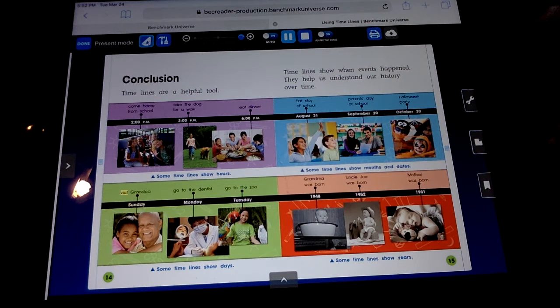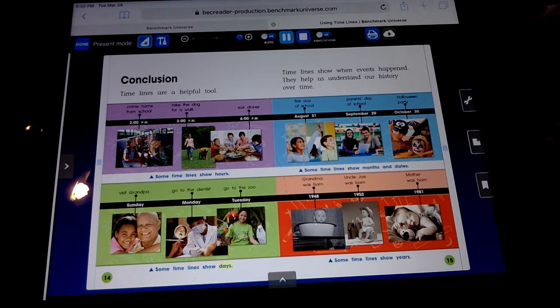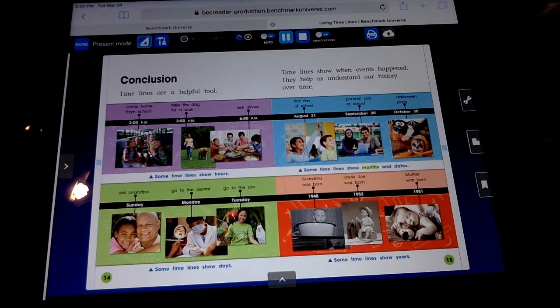Sunday, visit Grandpa. Monday, go to the dentist. Tuesday, go to the zoo. Some timelines show days. August 31st, first day of school. September 20th, Parents' Day at school. October 30th, Halloween party. Some timelines show months and dates.